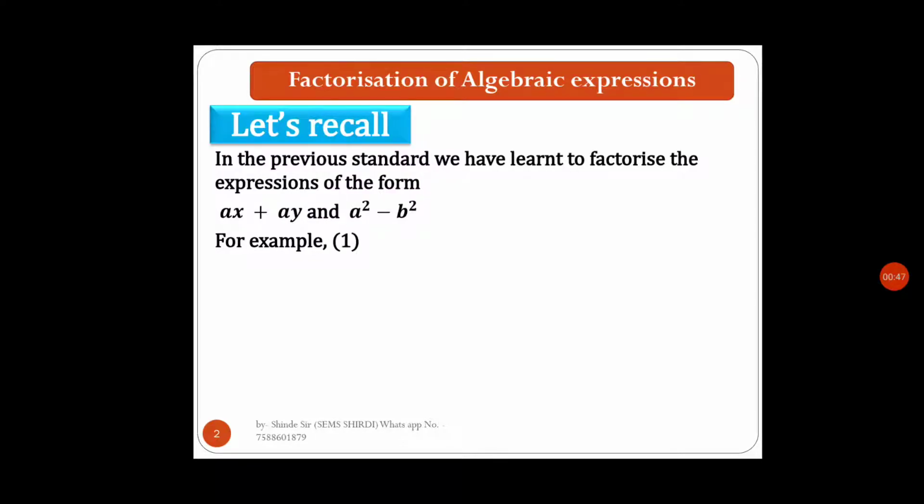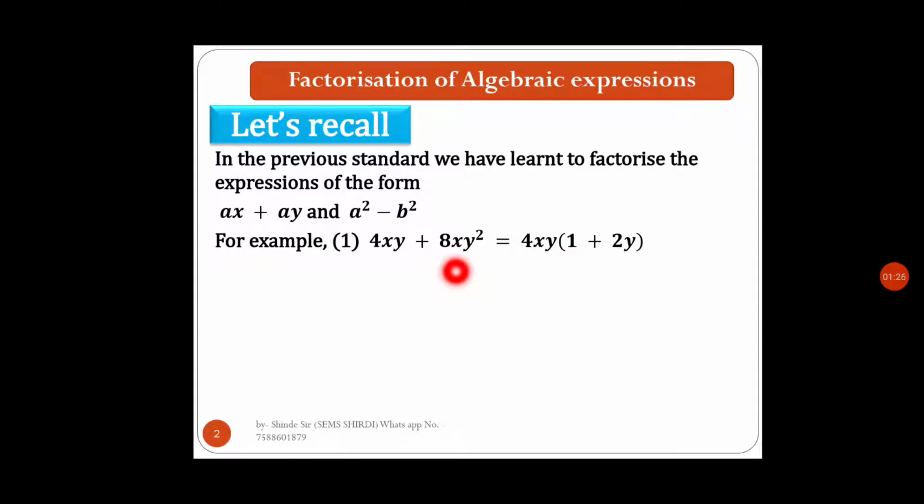For example, factorization of 4xy plus 8xy square. Which are the common factors here? In the numerical part, 4 is common: 4 twos are 8, so we take 4 common. After that, x will be common. Then y and y square, which means the multiplication of y two times, so one y is common. What is the common factor here? 4xy.